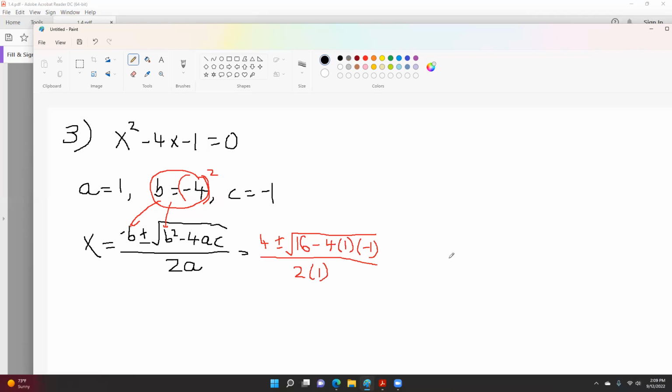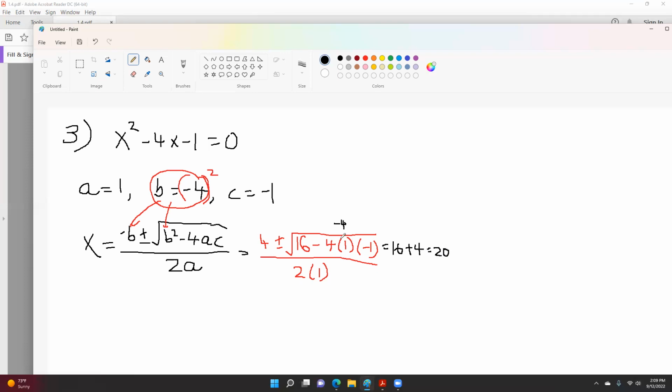Now we will do the discriminant. So we're going to multiply all this up and then add. So this is the same thing as 16. Now, -4 times 1 is a -4. -4 times -1, this is +4. So this is actually 20.